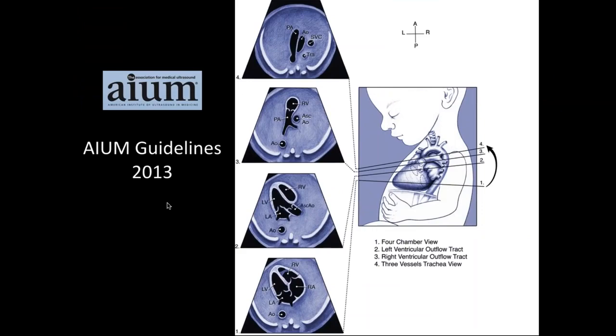If you look at the AIUM guidelines for the performance of the fetal echocardiography exam, you would see that the three-vessel trachea view is included. The three-vessel trachea view is not listed, however, in the basic obstetric ultrasound exam. The AIUM guidelines only state that evaluation of the outflow tracts should be performed, but do not specify which views to use for the outflow tract.